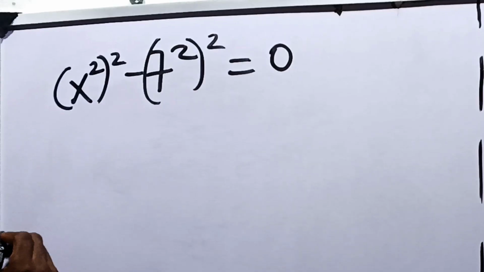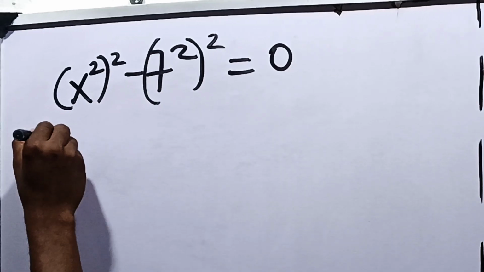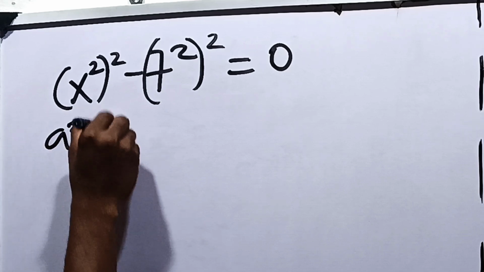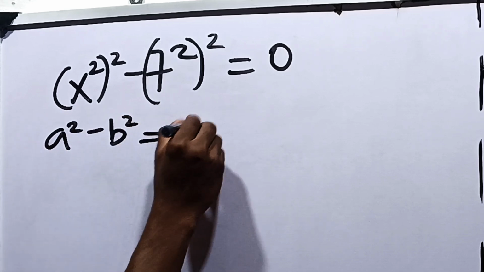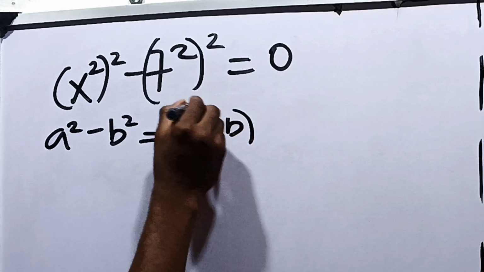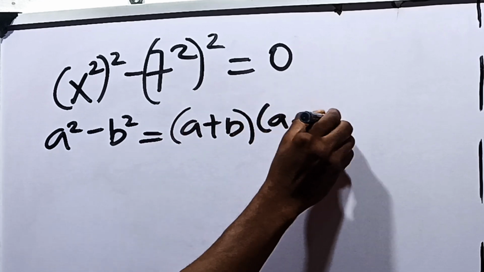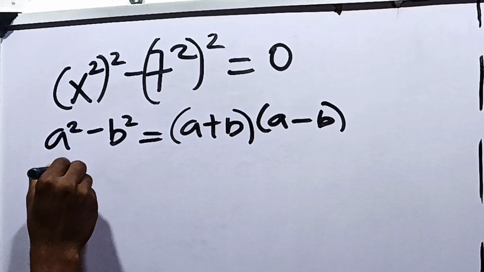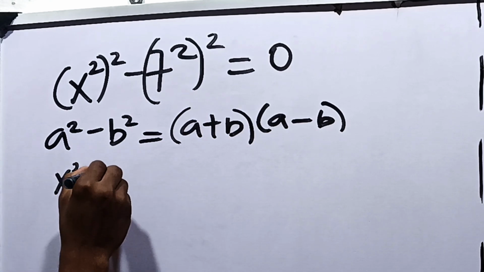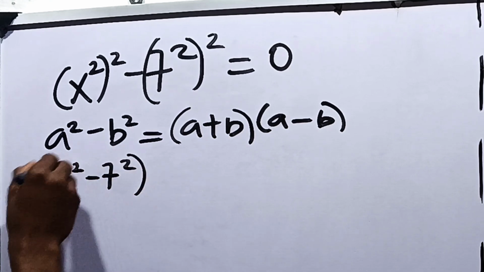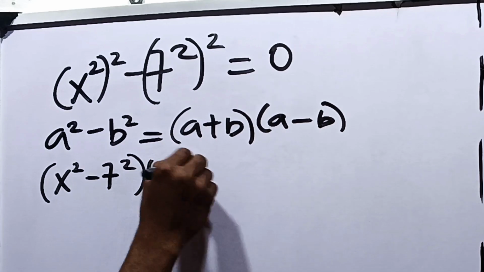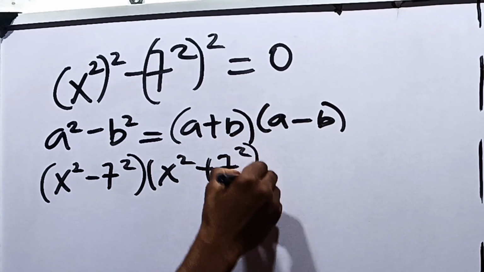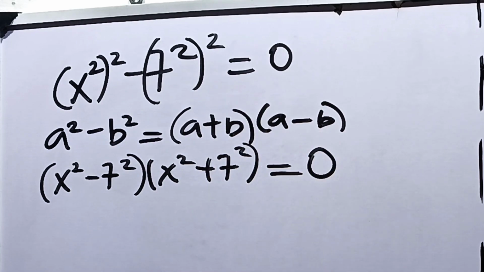This is difference of two squares. What does the law of difference of two squares state? If I have a squared minus b squared, okay, it's equal to a plus b multiplied by a minus b, okay? Applying this law here, we're going to have that this becomes x squared minus 7 squared multiplied by x squared plus 7 squared is now equal to 0, okay?